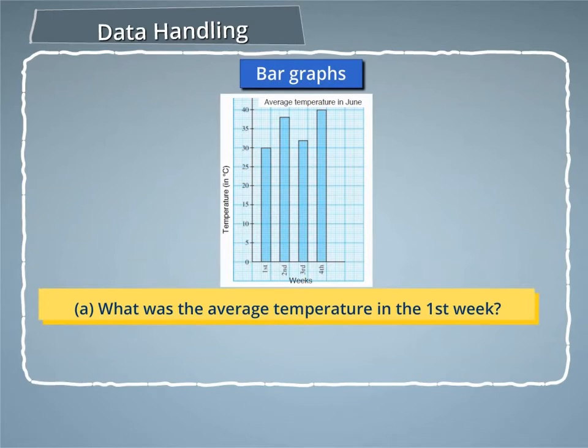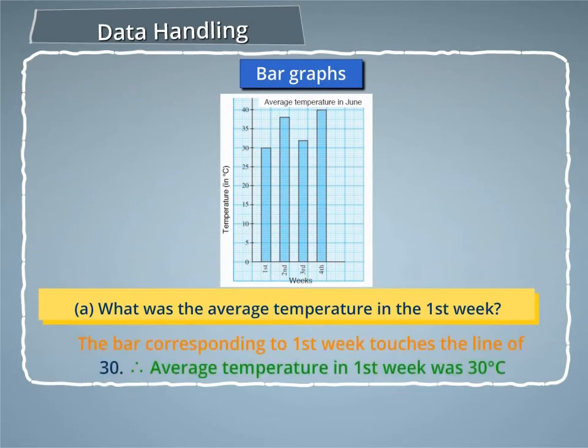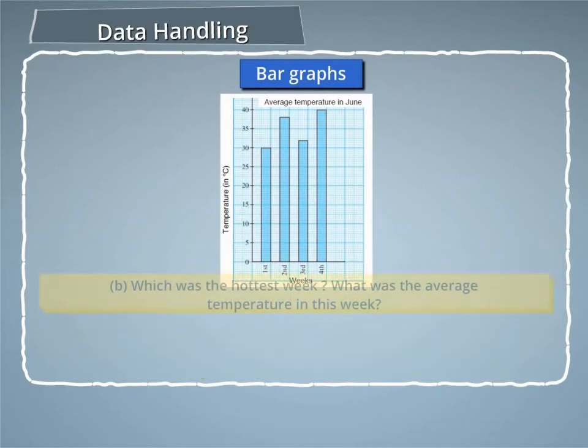What was the average temperature in the first week? Here, the bar corresponding to the first week touches the line of 30. Therefore, the average temperature in the first week was 30 degrees Celsius.